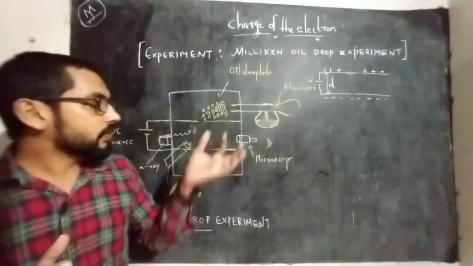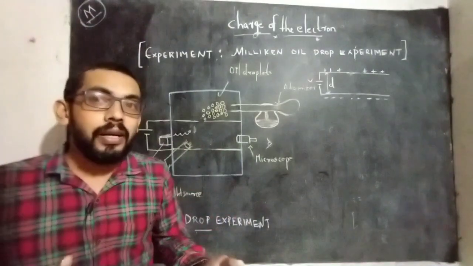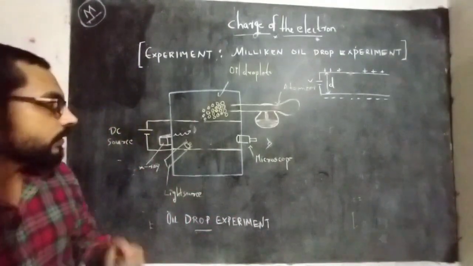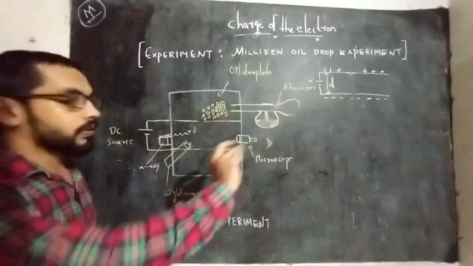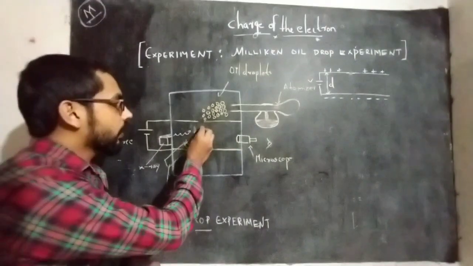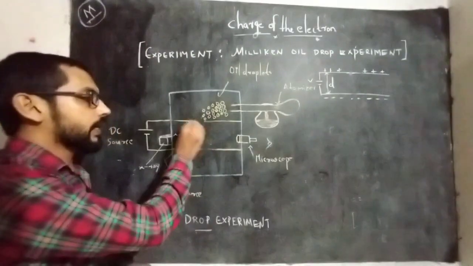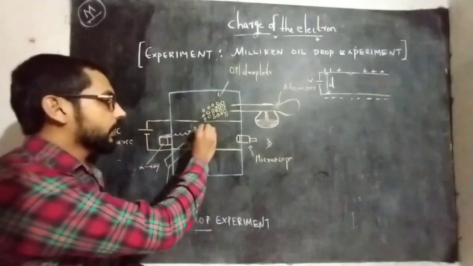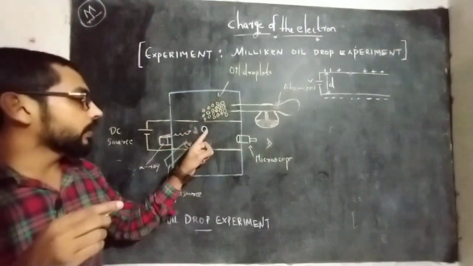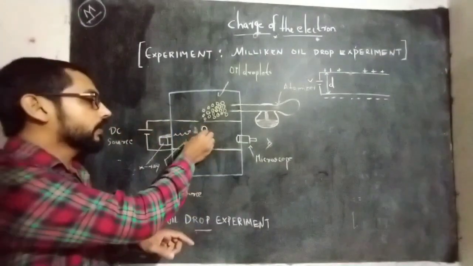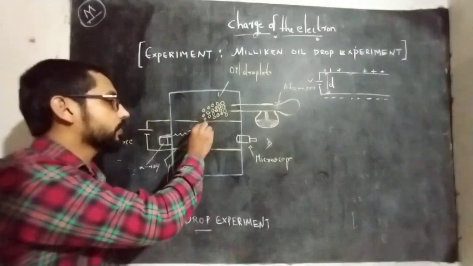Millikan and Fletcher observed the tiny droplets with and without the electric field. First he observed without the electric field. What happened? Just observe here. The air is ionized and electrons are produced. We know electrons have negative charge. When the droplets come, the negative charge attaches itself to the oil droplets, and the oil droplets become negative. So negatively charged oil droplets are produced.